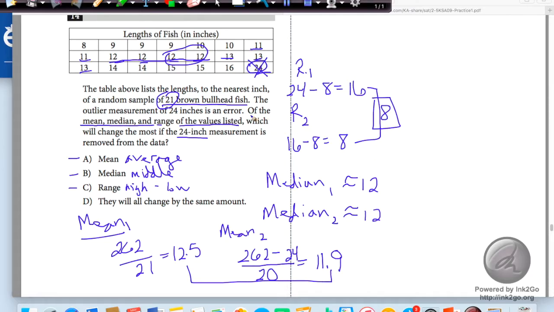Right? The greatest piece of information that's going to have an effect when you remove that 24 out of the data set, so which will change the most if the 24-inch measurement is removed from the data, is definitely going to be the range. They obviously are not going to be affected the same, so D is not going to be the best possible answer. The median is going to be relatively 12 initially, and 12 even after the 24 has been removed. And the average is not even completely decreasing a full point. Right? Many of you will end up doing this, but you attempt to use arithmetic to try and save some time, and that would be best for you on the actual test day.